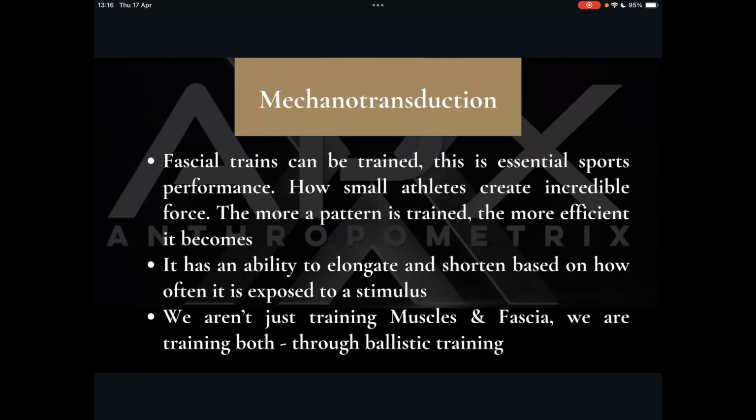Mechano is just basically mechanical energy. Transduction is its ability to absorb it and then produce force. But the fascial trains can be trained. And this is how people develop sports performance. It's how you see small athletes create incredible force. So it's what's going on with the lighter weight categories in weightlifting. It's what's going on with people who can create an insane amount of force from a body to weight ratio.